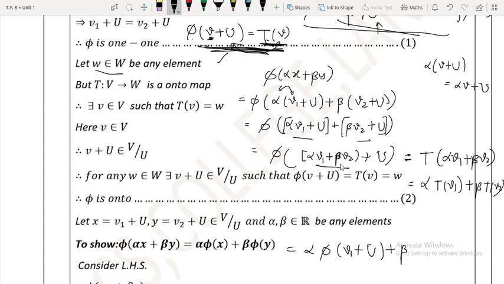And that is what we wanted to show, because alpha times phi of v1 plus U is nothing but alpha times phi of x, plus beta times phi of v2 plus U, which is phi of y. That is what we wanted to show, which I have written here. So I said consider the LHS.